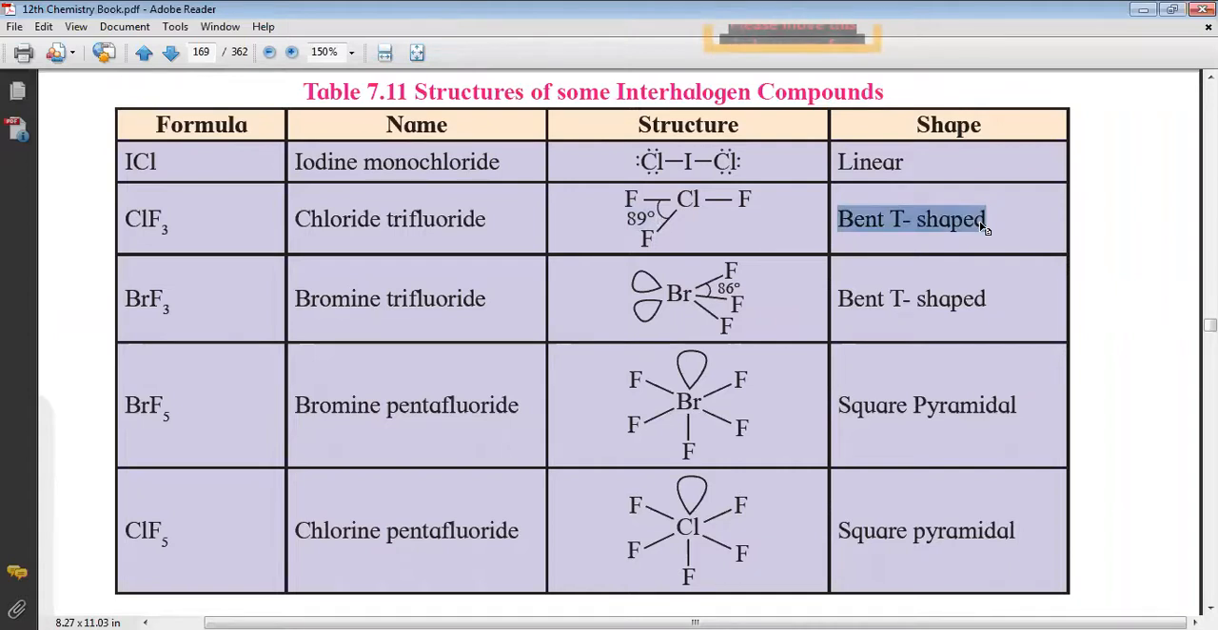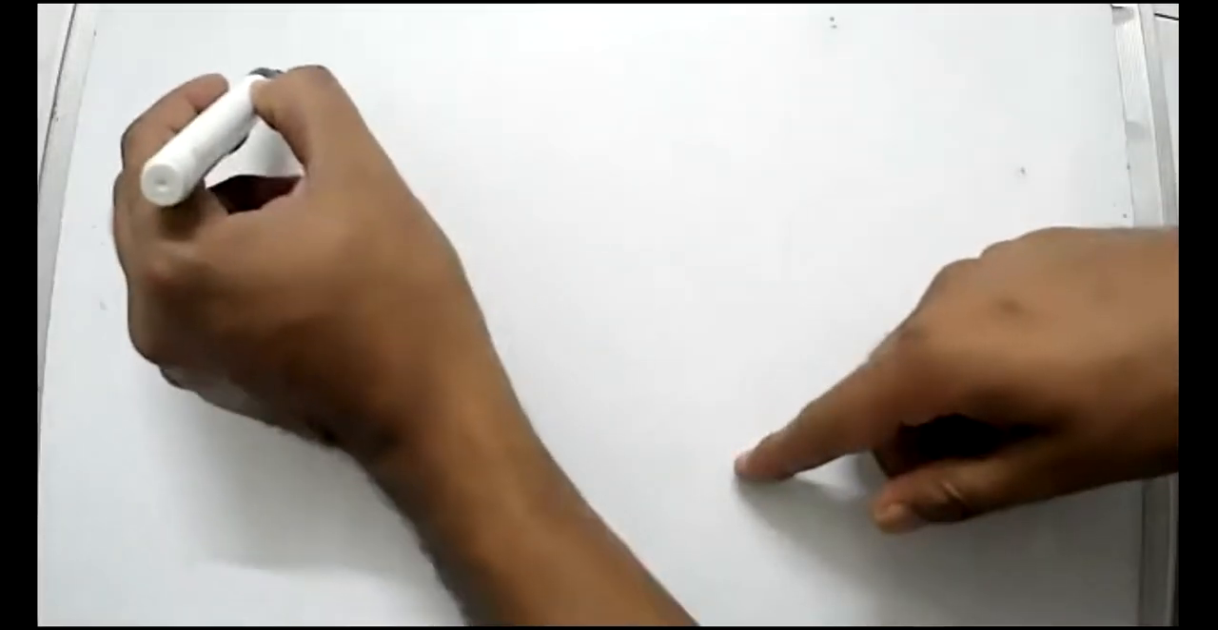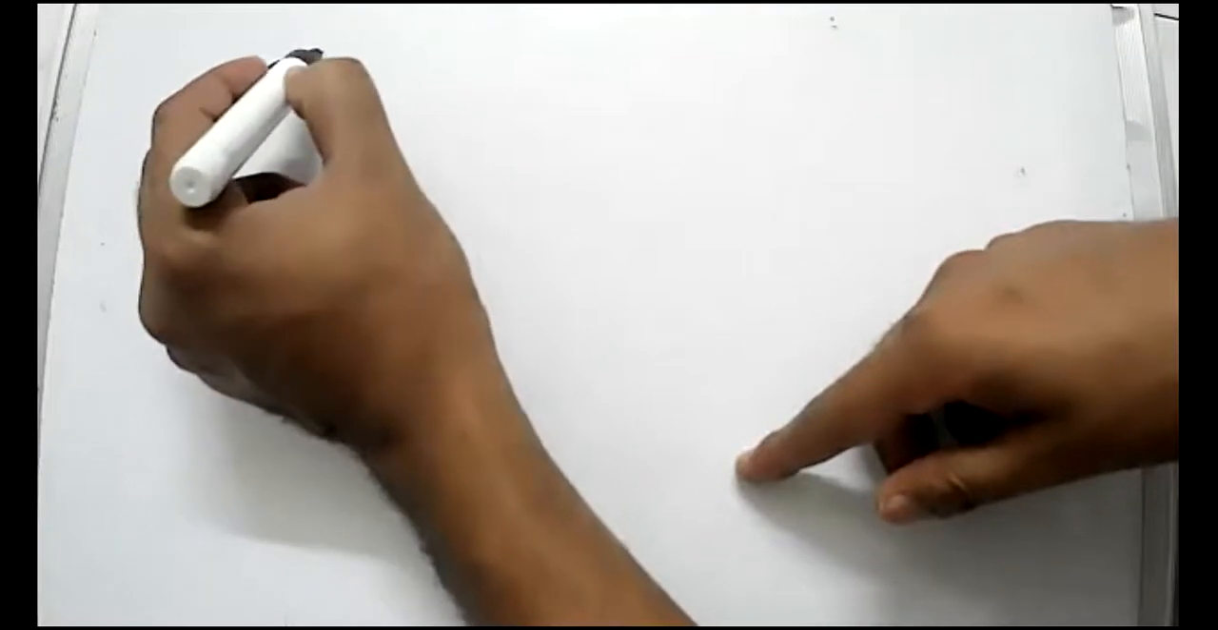But without knowing the hybridization, we cannot say anything about the shape and structure. Let us go for that. ClF3, we will go for ClF3. How will it form?